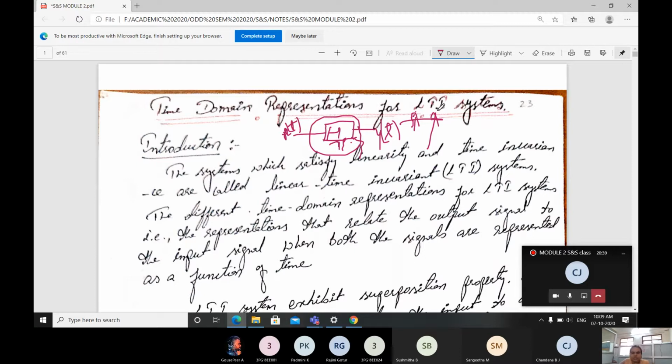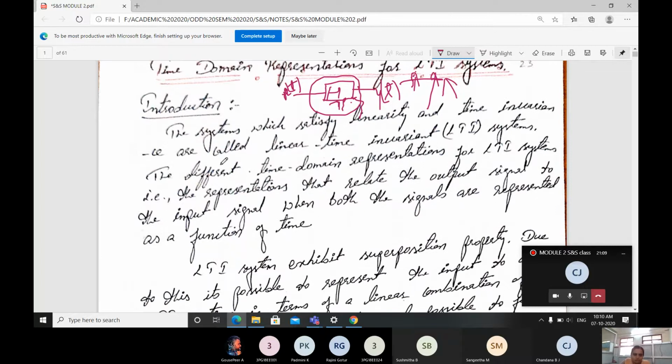In reality, things are always changing with time, because for every second the weather will be changing. We have to take some constant values, an average of those, and then we find the weather forecast. We access the signal at a particular time. That is why it is very important to learn about LTI systems. Let us go with the theory as given in the textbook. The systems which satisfy linearity and also time invariance are called linear time invariant systems.